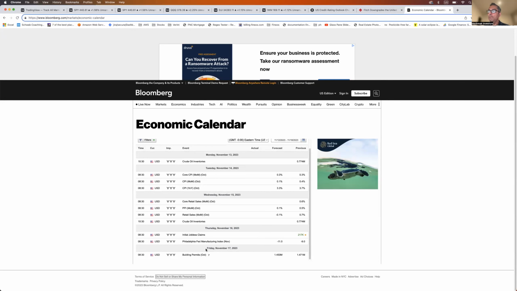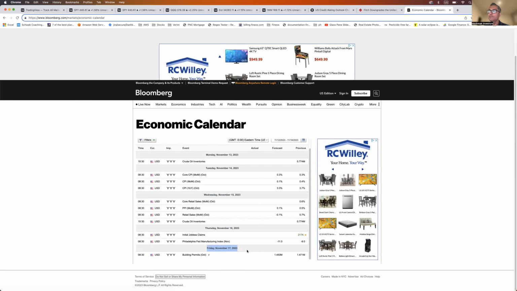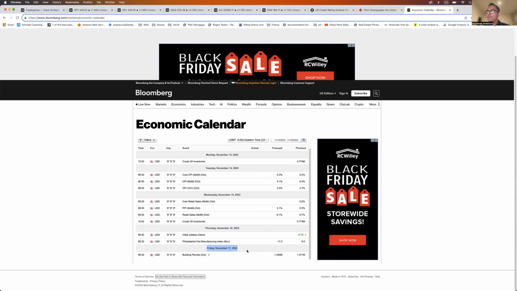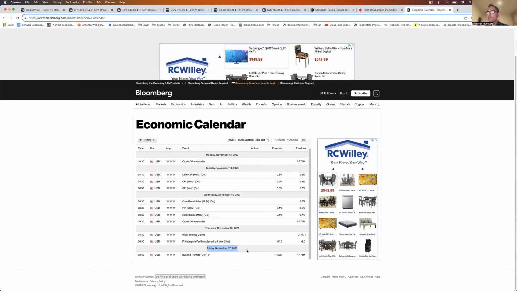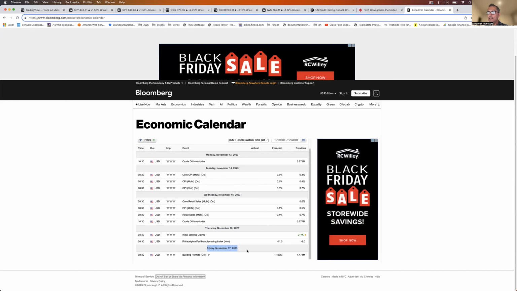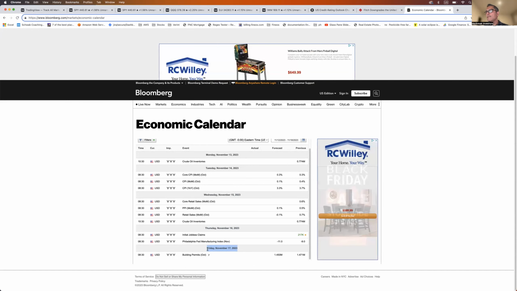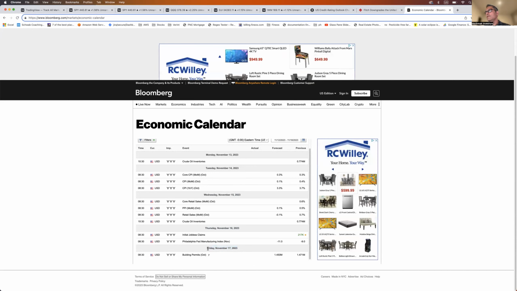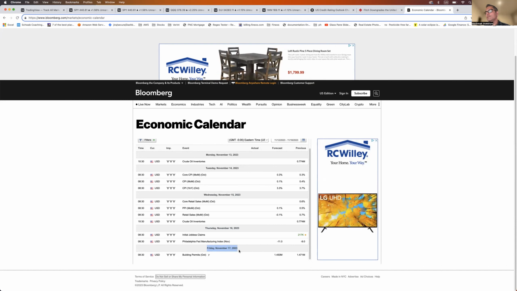We may have a possible government shutdown here on November 17. Keep in mind, remember that the Democrats and Republicans couldn't reach an agreement about funding the government, and they pushed the agreement to November 17, and we only have until November 17.